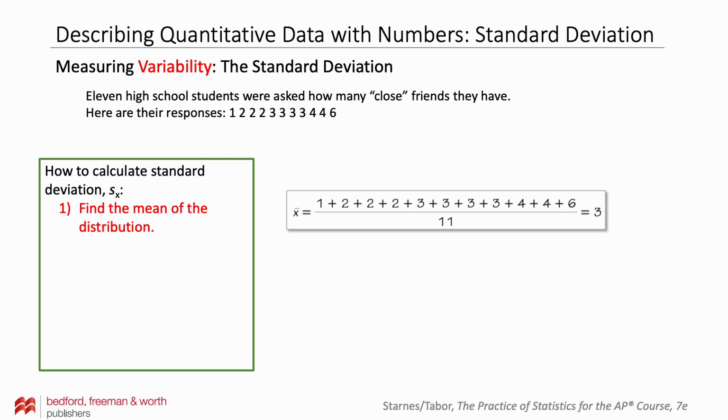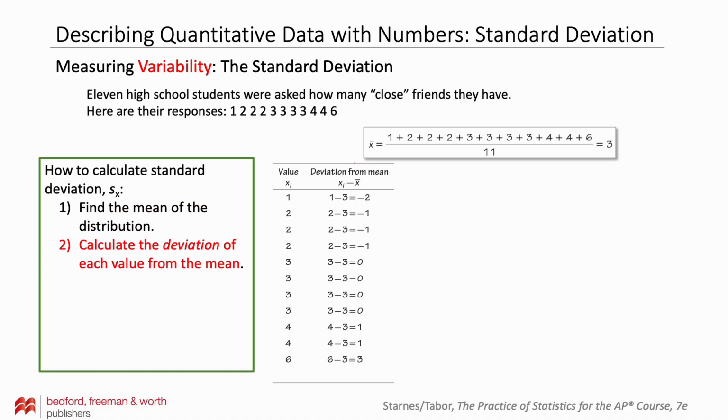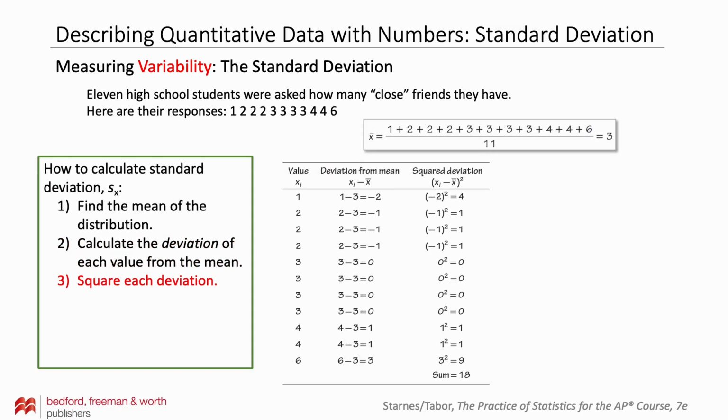Now, let's look at this problem here, where it says 11 high school students were asked how many close friends they have. So it's a survey. We want to find the standard deviation of this. The first thing is we need to find the mean. So we're going to add up all of these, divide by the total, which is 11, and we get 3. Now we're going to find the deviation. For each one, we're going to do the value minus the mean, and we get all those values. The next step is to square those values, and then we're going to add them all up.